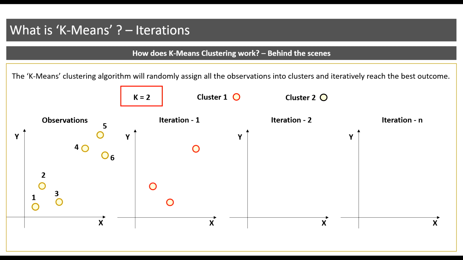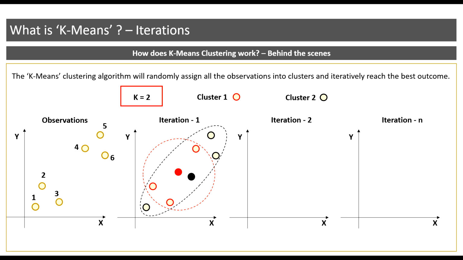Here, we observe that observations 2, 3, and 4 have been randomly assigned to cluster 1. The red dot here represents the center of cluster 1. We also see that the remaining observations, that is 1, 5, and 6, have been assigned to cluster 2. And the black dot here is the center of cluster 2 in this first iteration.